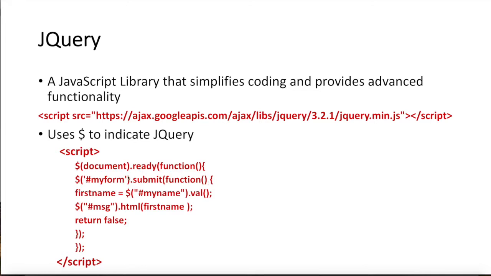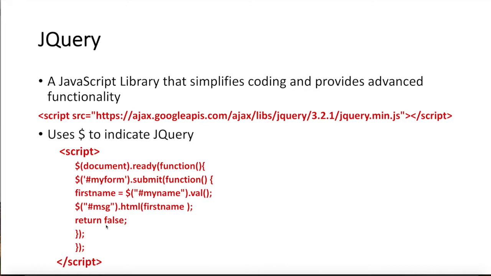It has the same kind of an event, but you just have to say submit instead of on submit. And then when we're grabbing the value from a form, we are only grabbing that value with val instead of value, and putting that in the first name variable. And then here we are manipulating the ID of message, again, not using document get element by ID, and not using the whole inner HTML. We're just saying HTML, and then we tell it that we want it to change it to the first name, and we can still use return false.